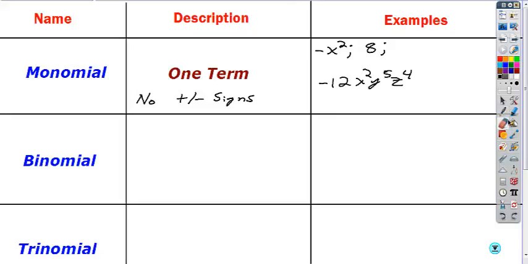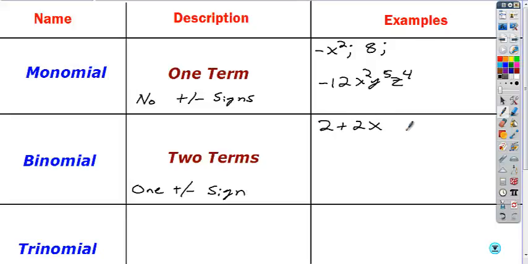What does bi mean? Two. So how many terms? Two terms. So if the item has two terms, we call it a binomial. So how many plus or minus signs should we have? One. Can anybody give me an example of a binomial? So 2 plus 2 won't work, but 2 plus 2x would. Because can I combine a 2 with a 2x? No, because they're different terms. So they're not alike.